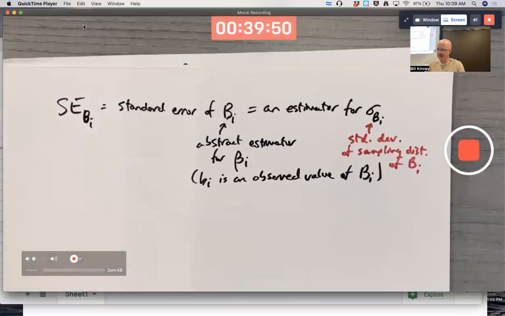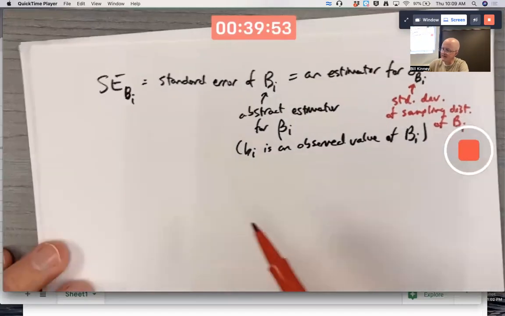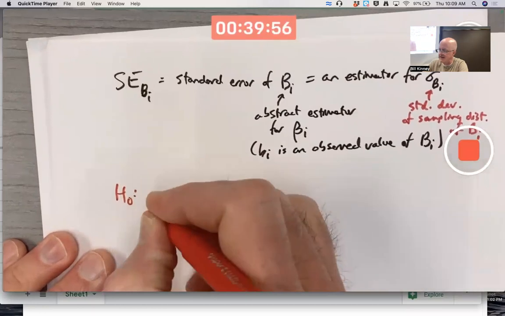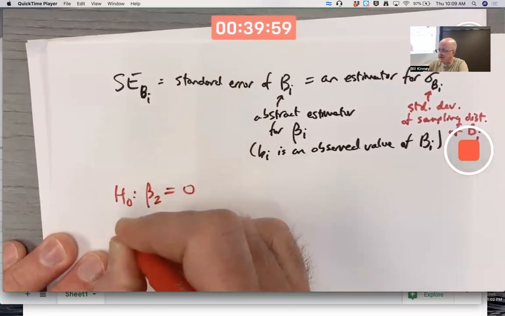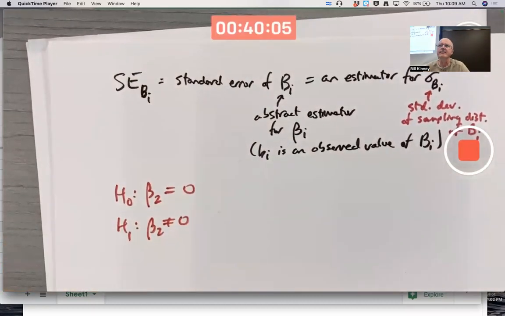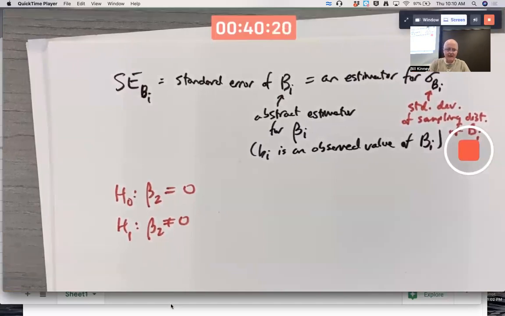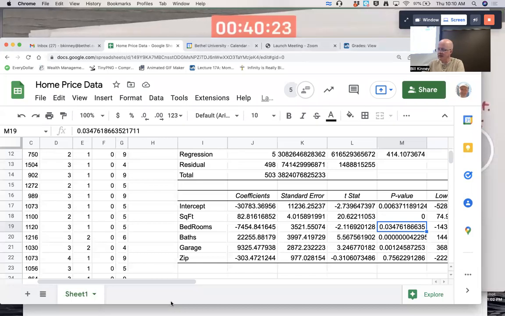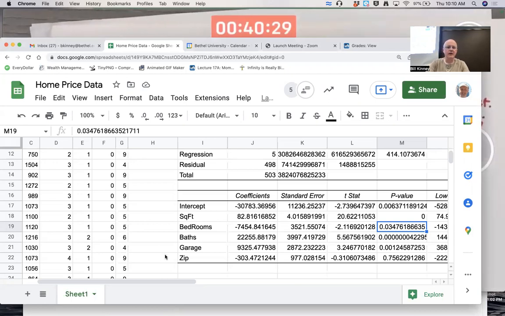I could report, if I was testing the null hypothesis that beta 2 is 0 versus an alternative that it's not 0, it's always a two-sided alternative for the p-values in these outputs. Double a one-tailed p-value. If you wanted a one-tailed p-value, you'd want to divide the current p-value by 2. The observed t-stat is negative 2.1169. Oops, sorry, right here. That's what I just wrote down.